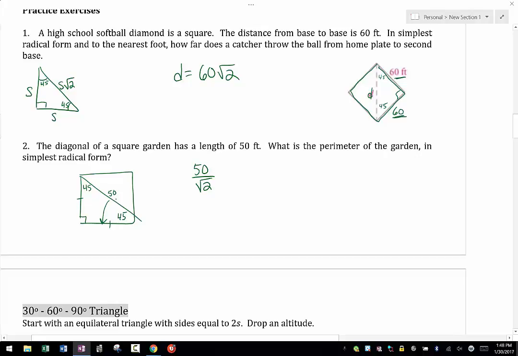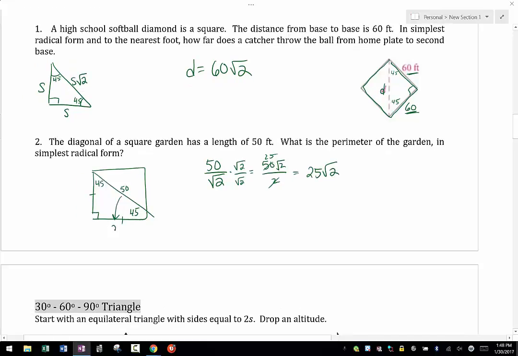So the length of a leg would be 50 divided by root 2, because I'm going backwards this time, which I'm not allowed to leave like that, so let me fix it. That's 50 root 2 over 2. 50 divided by 2 is 25. So this is 25 root 2. We want the perimeter of the garden. Well, that's 1, 2, 3, 4 of those. So 4 times 25 root 2 is 100 root 2. Okay?